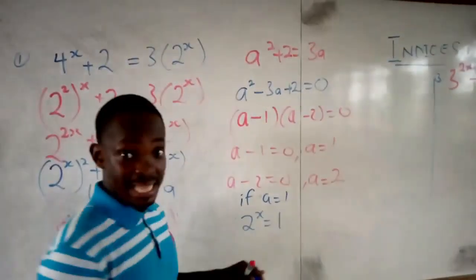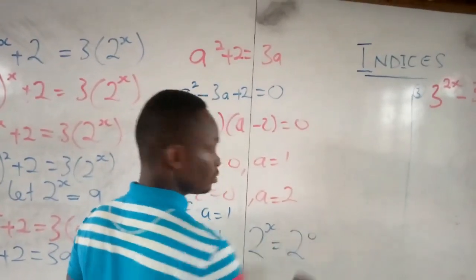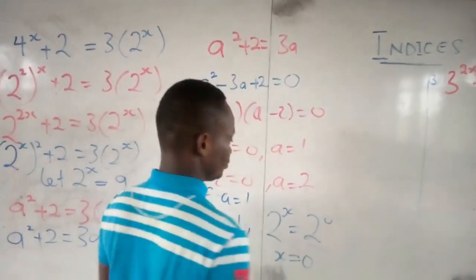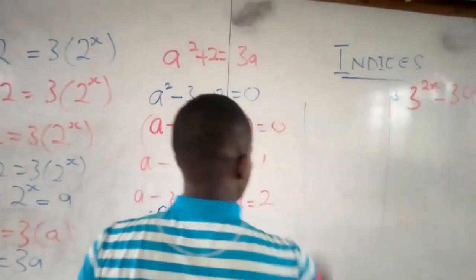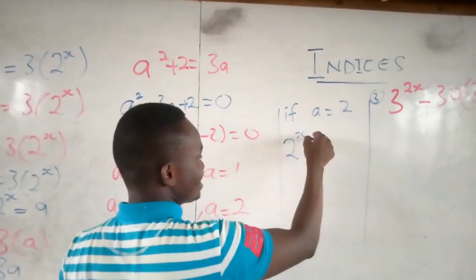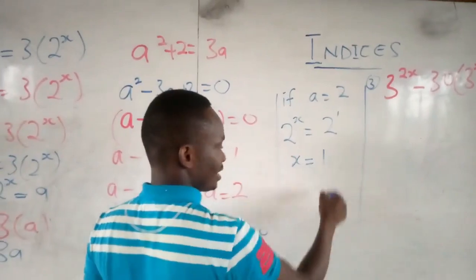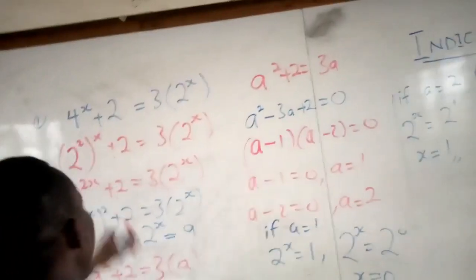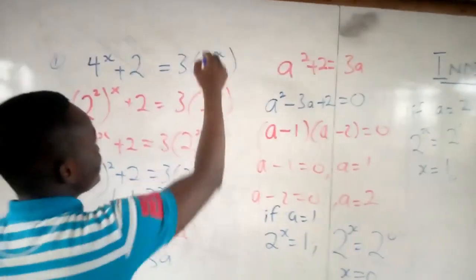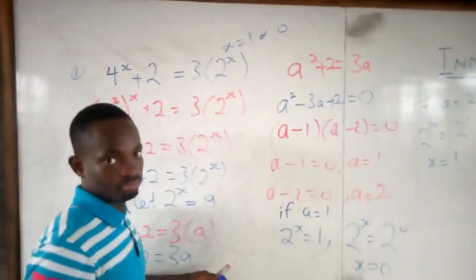And we want this to be in the same base. So we get 2 power x equals 2 power 0. So now we can equate the index. So x is equal to 0. Now let's move on. If a is equal to 2, it becomes 2 power x equal to 2. This is power 1, as we know. So x is equal to 1. So for this equation, 4 power x plus 2 equals 3 times 2 to the power x, x is 1 or 0. Great.